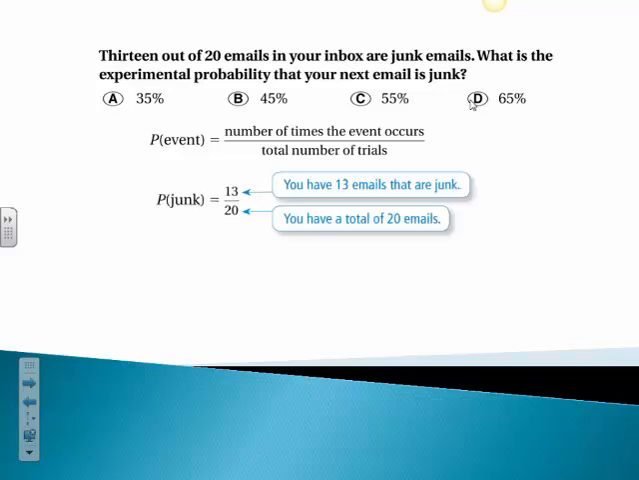So we get 13 out of 20, and when you simplify that, you realize, oh, it's already simplified. But you still have to put it in a percent. So you do 13 divided by 20, you get 0.65. You move the decimal over twice, and you get 65%. So the correct answer is D.